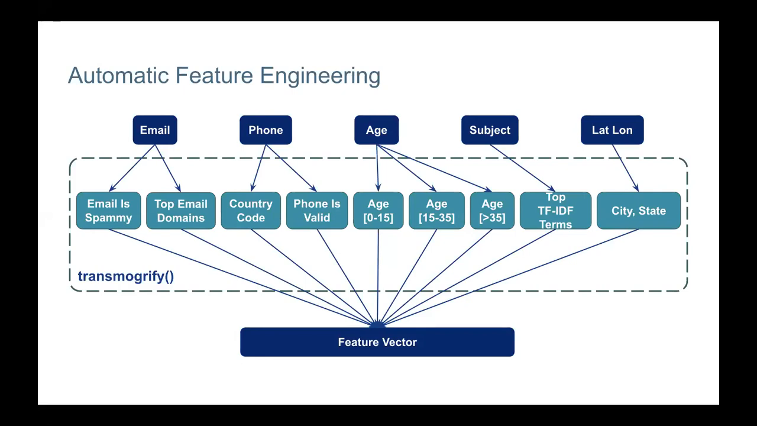It will check if the phone number is valid. It will auto-bucketize age based on the distribution in that data set. Let's say if it's a subject, a text field is being identified, then we'll extract out the top TF-IDF terms and so forth. What eventually happens from this is that all those features are vectorized into some vector form based on the type, and then those vectors are concatenated together into a large feature vector, which is then used for feature selection and model selection down the road.